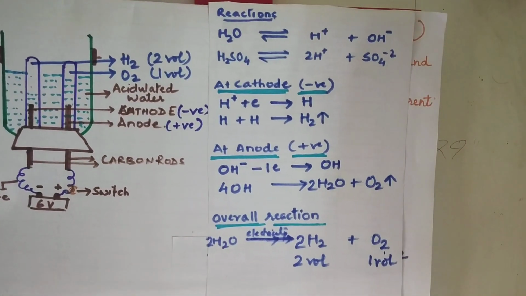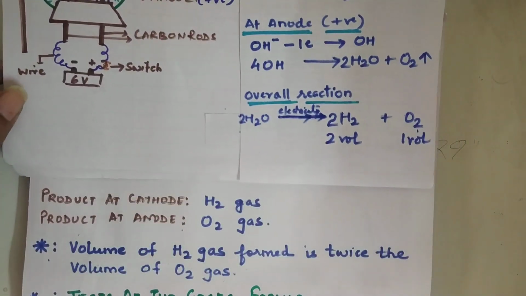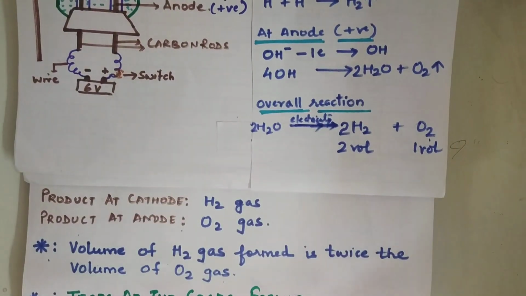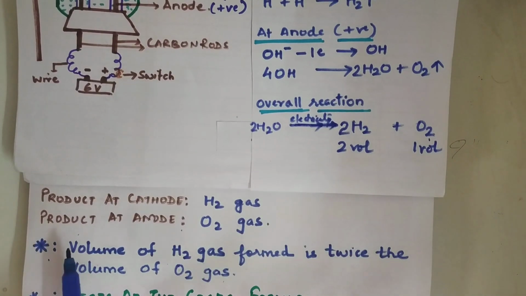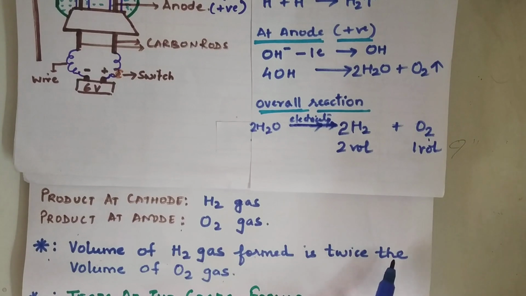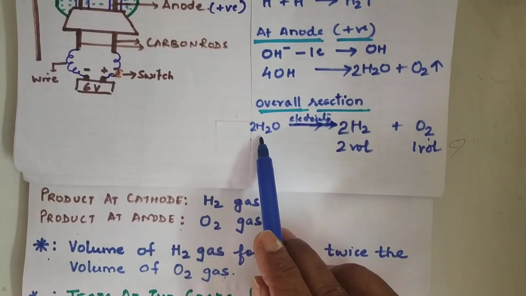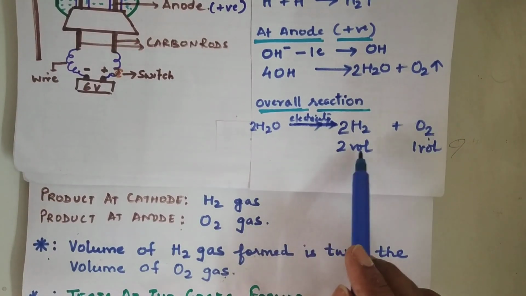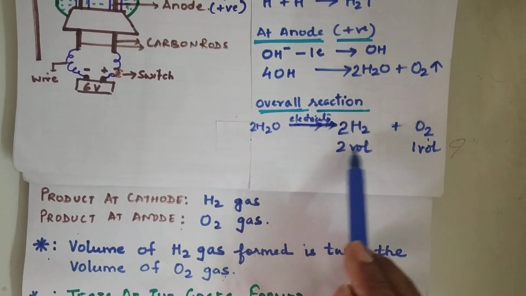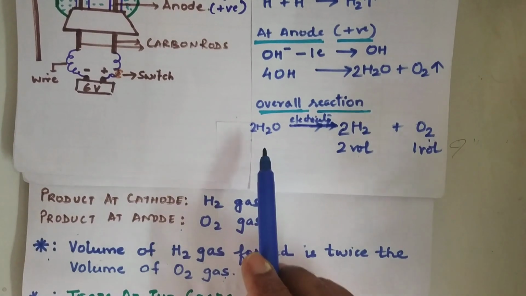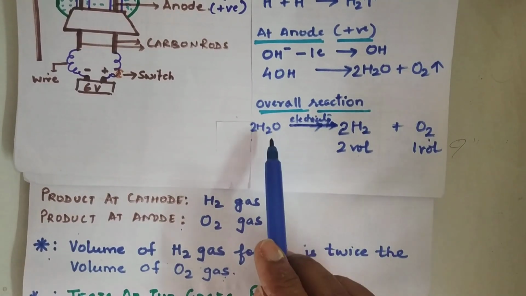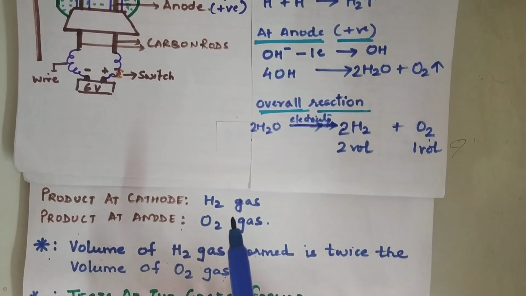Now, what are the conclusions from this process, which are often asked in your exam? The product at the cathode is hydrogen gas, at the anode is oxygen gas, and the volume of hydrogen gas formed is twice the volume of oxygen gas. The reason is often asked in your exam. Why is it so? You can explain it either by giving this reaction and showing that the volume of hydrogen formed is in the ratio 2:1 when you balance it, or you can also say it is the composition of water. In water the ratio of hydrogen and oxygen is 2:1.